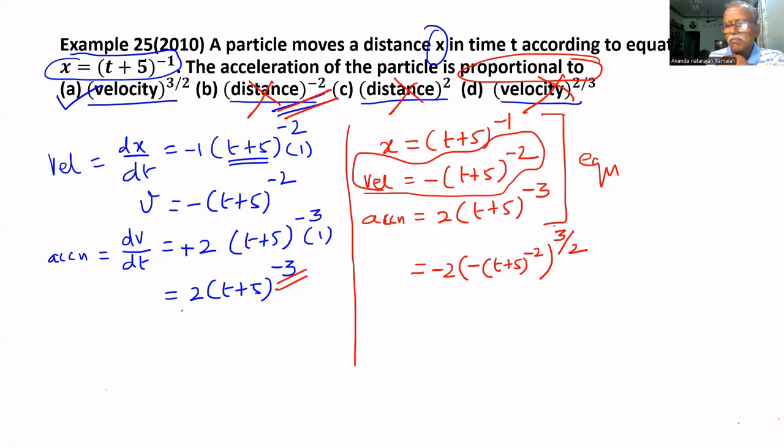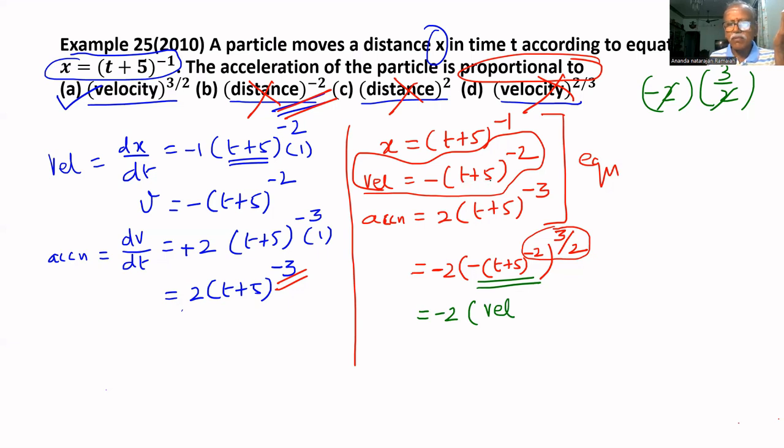If you multiply power of power, you will get the correct power. If you multiply these two, what do you get? Minus 2 multiplied by 3 by 2, the 2 gets cancelled, therefore minus 3. Minus 3 is the power in the acceleration you are getting. Therefore, this part can be replaced by minus 2 times velocity, because velocity is t plus 5 to the power minus 2, to the power 3 by 2. Forget about this constant. If you remove the constant, then we can write this as proportional to velocity to the power 3 by 2. That's why we got A as the answer.